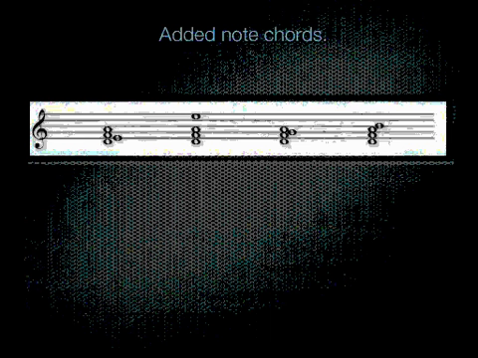Added note chords are chords in which you have a basic triad to which you add another note, but that isn't the 7th scale degree. Because if we add the 7th scale degree, it just makes it into a 7th. But in this case, like on the first example, I added a 2. I added the 2nd scale degree. So this would be a D minor with an add 2.